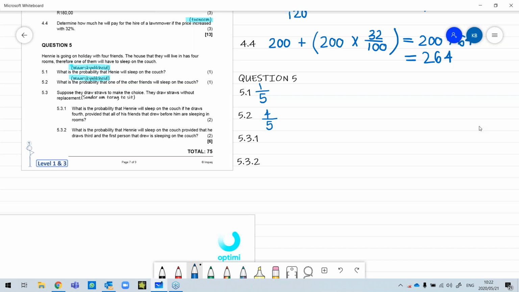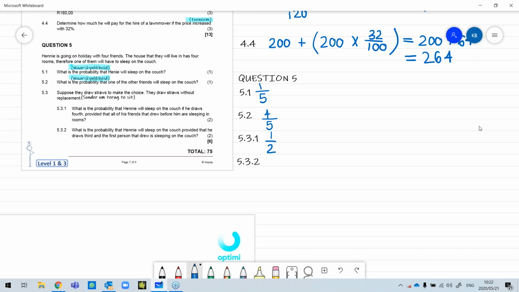Question 5.3. Suppose they draw straws to make the choice. They draw straws without replacement. So hulle trek loetjies sonder om die loetjie terug te sit. What is the probability that Henny will sleep on the couch if he draws 4th? Provided that all of his friends who drew before him are sleeping in rooms. So let's see. 3 friends have already chosen. There are 2 people left to choose a room or a couch. So there are 2 possible options left, where Henny has to take one of those 2 options. Therefore, he has half a chance to sleep on the couch, as much as he has half a chance of sleeping in a room.